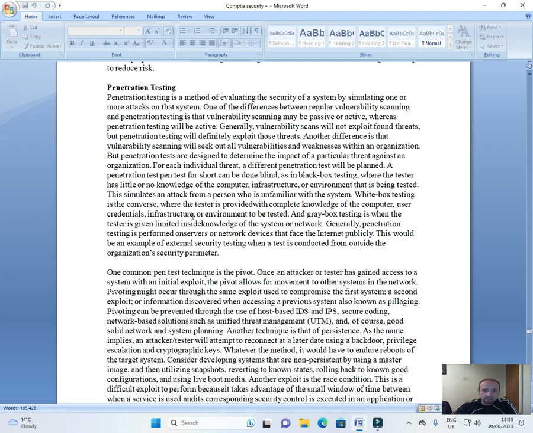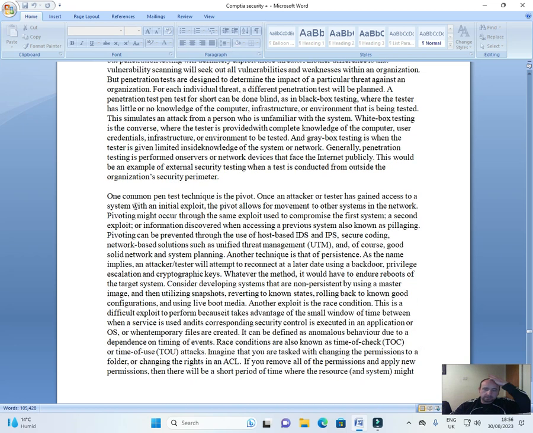White box testing is the converse, where the tester is provided with complete knowledge of the computer, user credentials, infrastructure and environment to be tested. And grey box testing is when the tester is given limited inside knowledge of the system or network. Generally, penetration testing is performed on servers or network devices that face the internet publicly. This would be an example of external security testing, when a test is conducted from outside the organization's security perimeter.